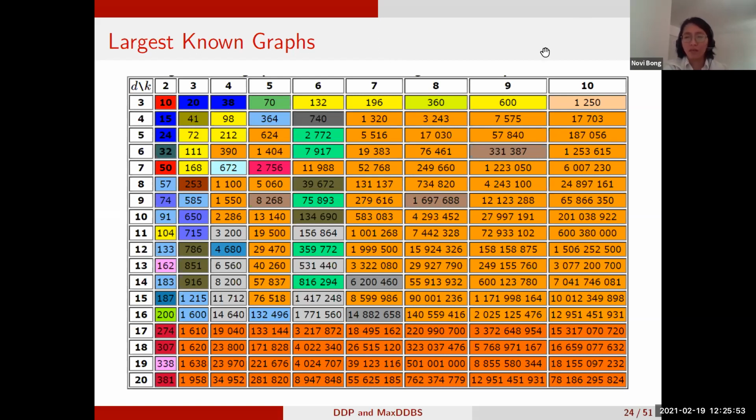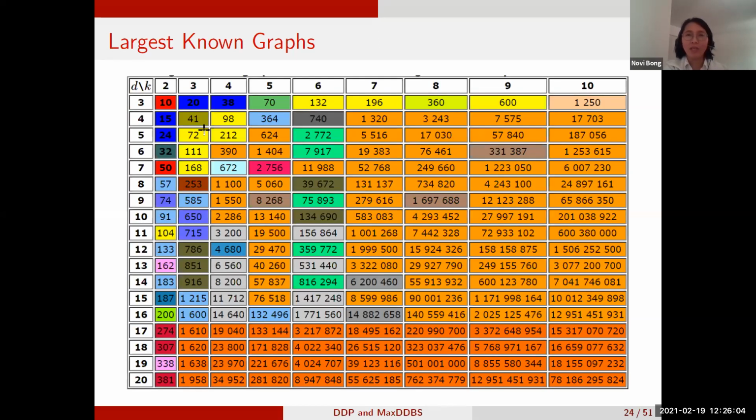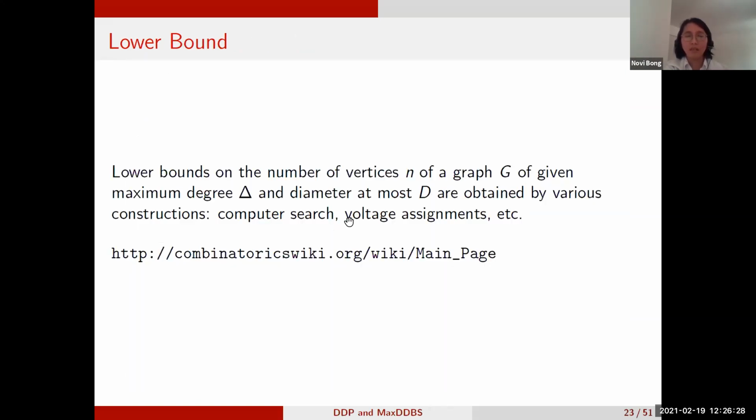The table is color coded by who found the graph. If you're interested, you might want to construct your own large graph so that you can pick your favorite color to put in the table. This one we are talking about is the undirected case, but they also have the directed versions, and the mixed Moore graphs. If you are more interested in directed graphs than undirected graphs, there are a lot of them on this wiki page, so you can see what people have done there.